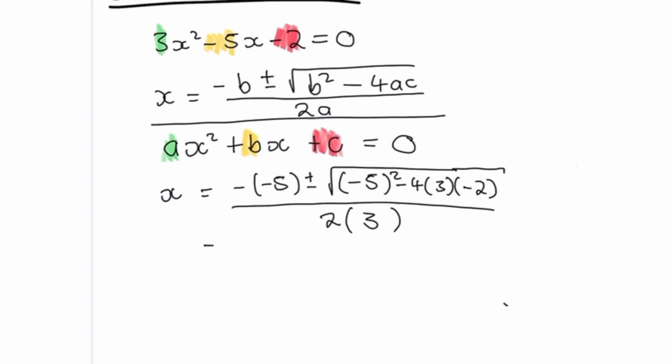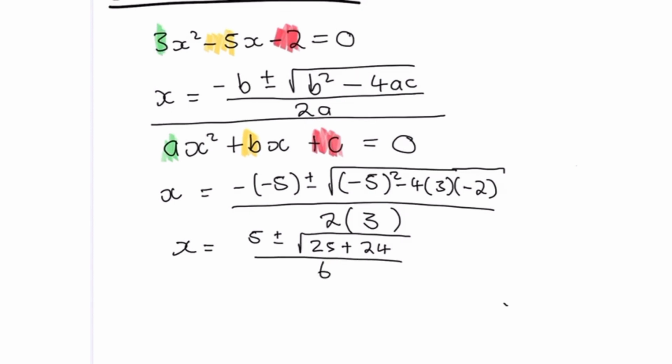And then you can simplify. x is going to be equal to positive 5, because a negative and a negative turns to positive, multiplying those two negative signs. Then you have this plus or minus the square root. Negative 5 squared is just 25. And then the negative of the 4 and the negative of the 2 multiplying will give us a positive sign here. 4 times 3 is 12. 12 times 2 will give you 24. And we divide everything by 6.